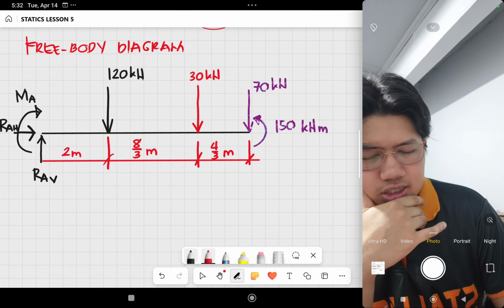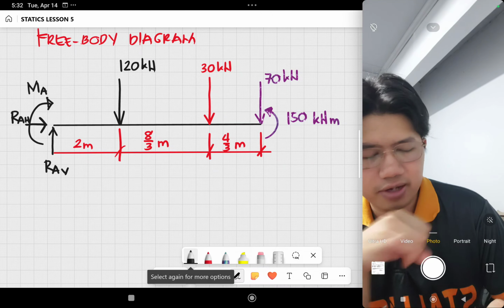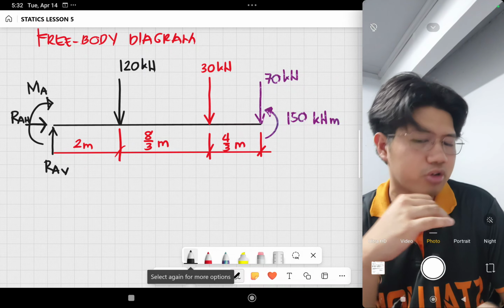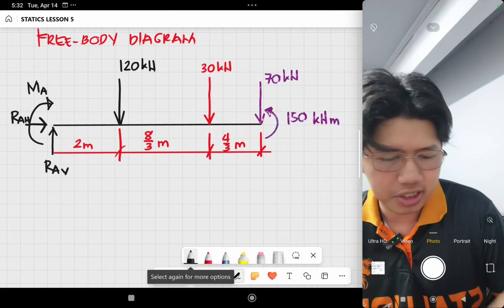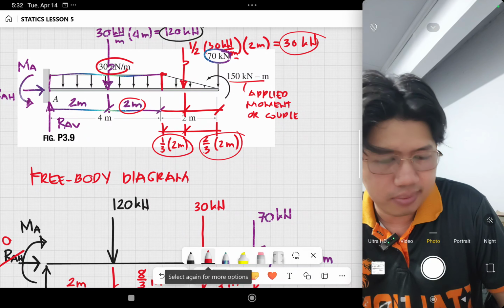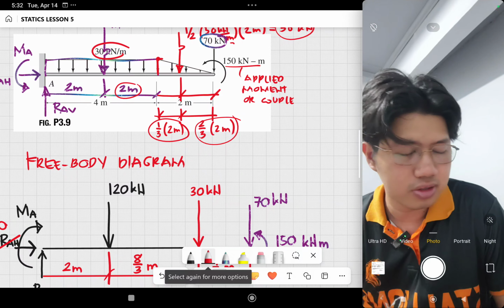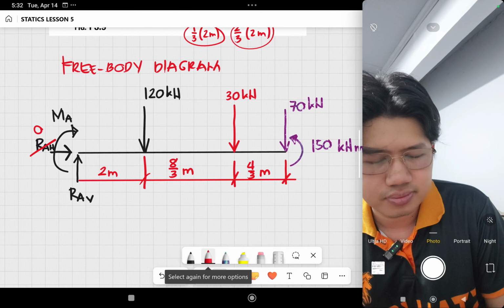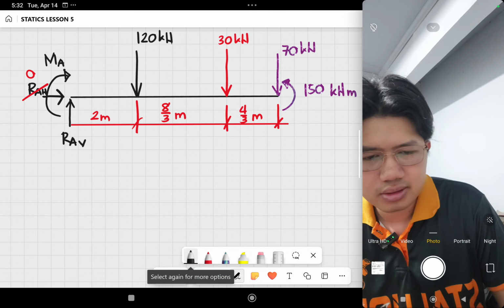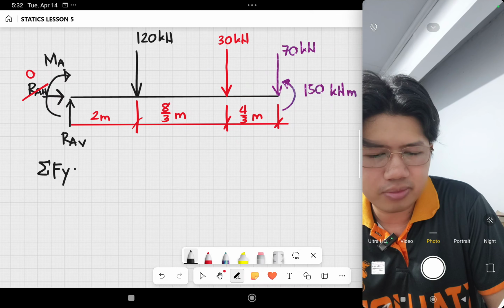Okay? So, since isa lang yung support natin, pwede kang actually mag-umpisa sa summation Fx, summation Fy, summation moment, kahit saan. Kahit kaninong tatlo ka mag-umpisa. So, unahin ko na yung RAH. It will be 0 since wala namang externally applied na horizontal force sa ating beam. Okay? And then, next ko na, para madali, is si summation Fy na muna.